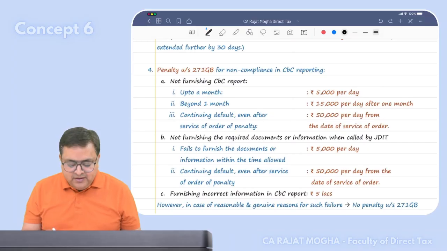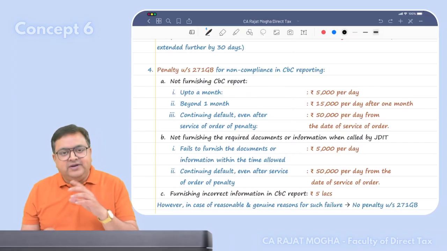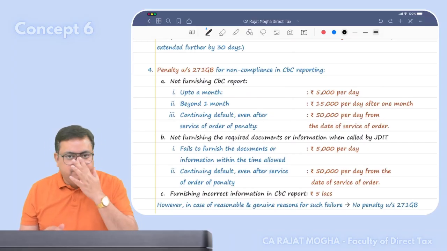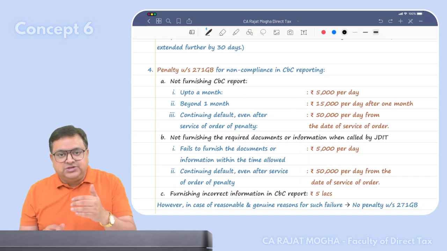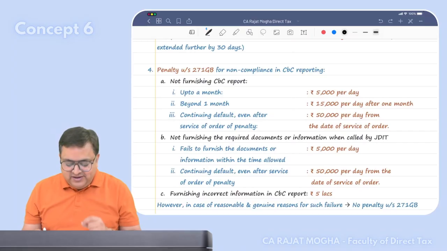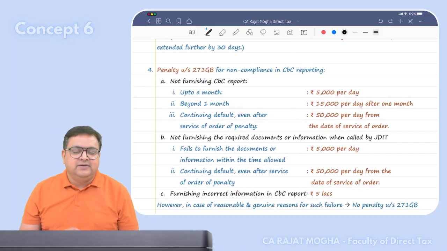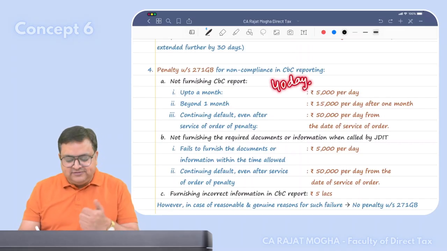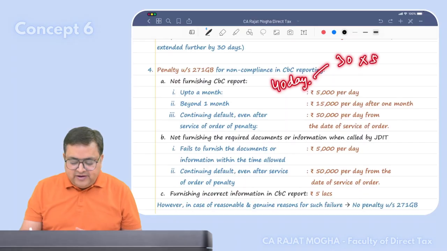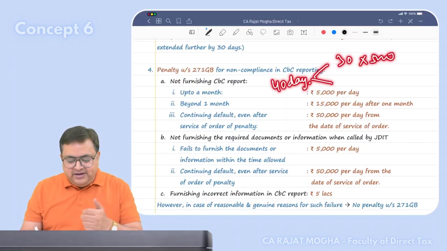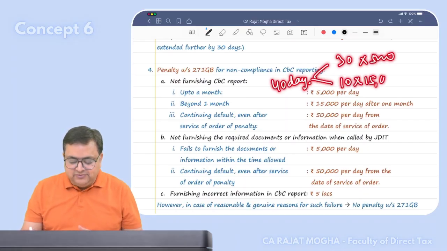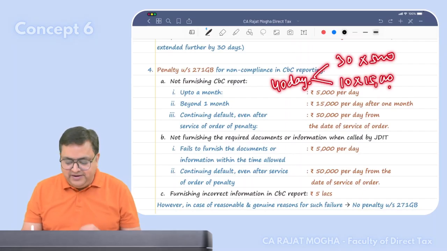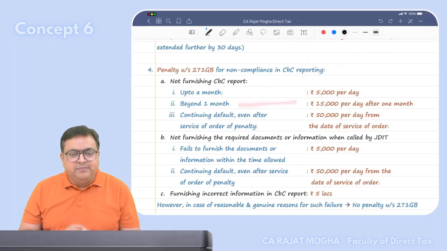Quite heavy. So for the first month, if you furnish within a month, then 5,000 per day. If you furnish after 1 month, the first month would be 5,000, but beyond one month, it would be 15,000 per day. Correct? So for example, if someone furnishes after 40 days, the first month, 30 days into 5,000, and beyond 30 days, 10 days into 15,000 per day. Quite a big penalty, right? So this is the penalty.